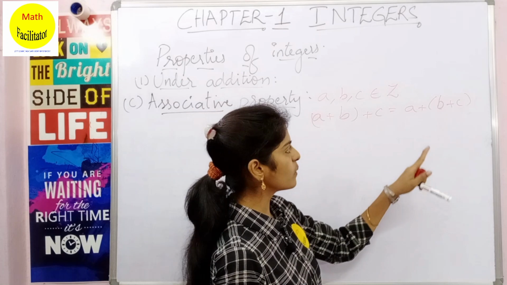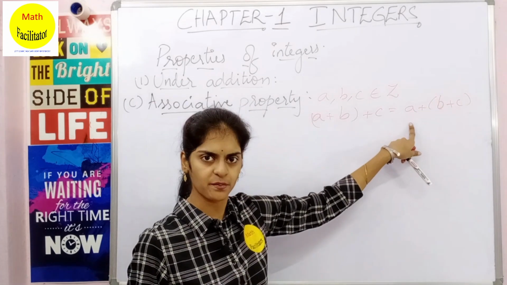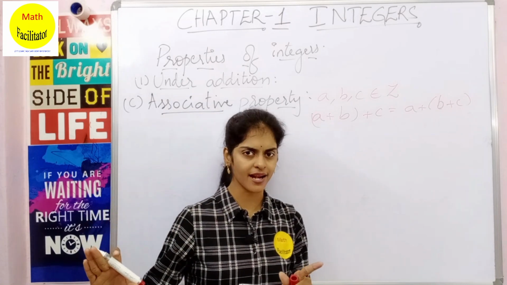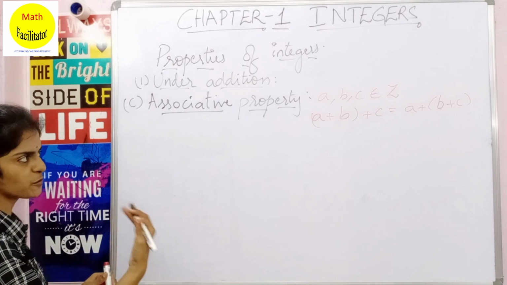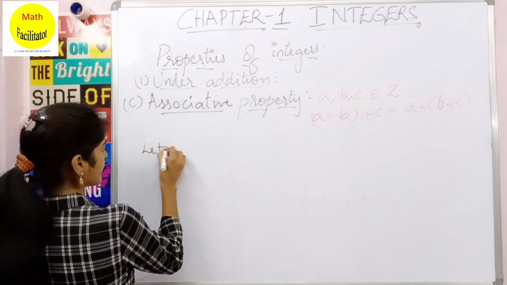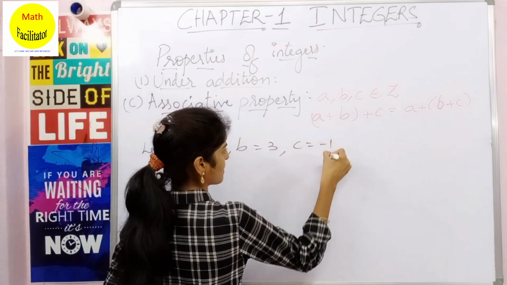Otherwise you will firstly add B and C, and to this sum you add A. In whichever order you add, the answer should be the same. Now let us check with an example. Let A be 4, B be 3 and C be -1.